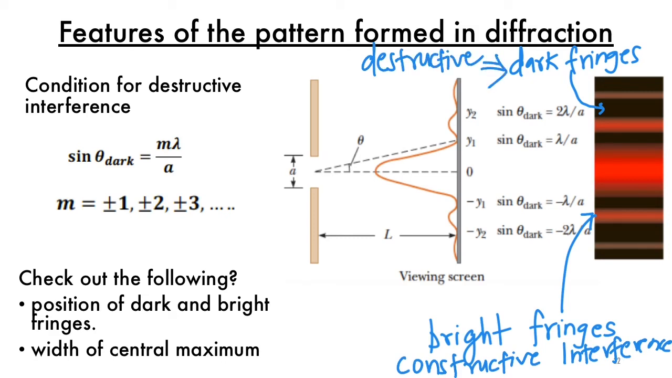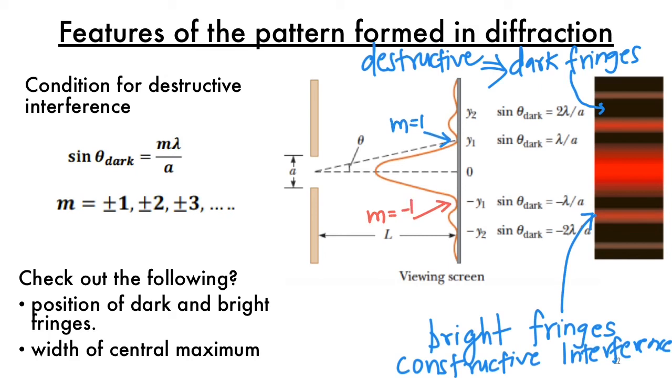The condition for destructive interference is sine theta equals m lambda over a, where lambda is the wavelength, a is the width of the slit, and m is plus or minus 1, plus or minus 2, plus or minus 3, and so on. That's why we are labeling the fringes as y1 corresponding to m equal to 1. This one is for m equal to minus 1, and so on for the other fringes.